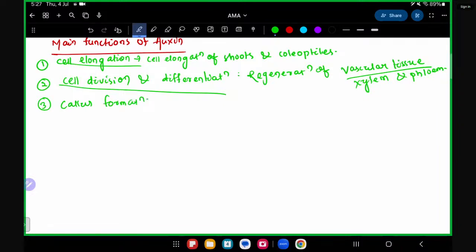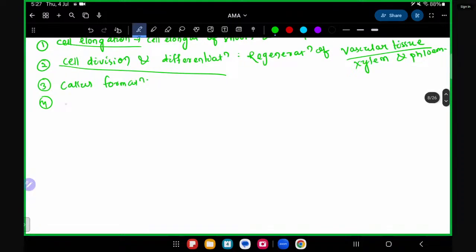Okay. Auxin along with another PGR, which is cytokinin, induces callus formation. Okay. Fourth point is secondary growth. It induces cell division in vascular cambium, and vascular cambium is of secondary growth. Okay. It induces cell division in vascular cambium.